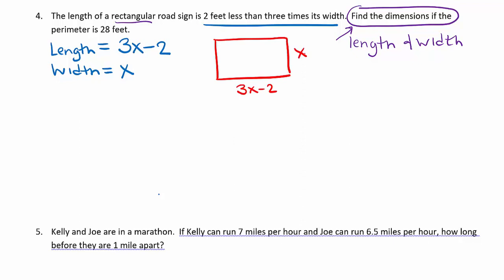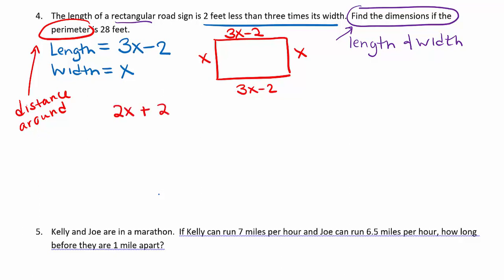Now to get my equation, I'm going to use the fact that they're telling me that the perimeter is 28 feet. Perimeter refers to the distance around the object. And so I could add up all the sides of this object, and that has to equal 28 feet. Now this object has 4 sides, so 2 of those sides have length x, and 2 of those sides have length 3x minus 2. And that is going to equal the 28.